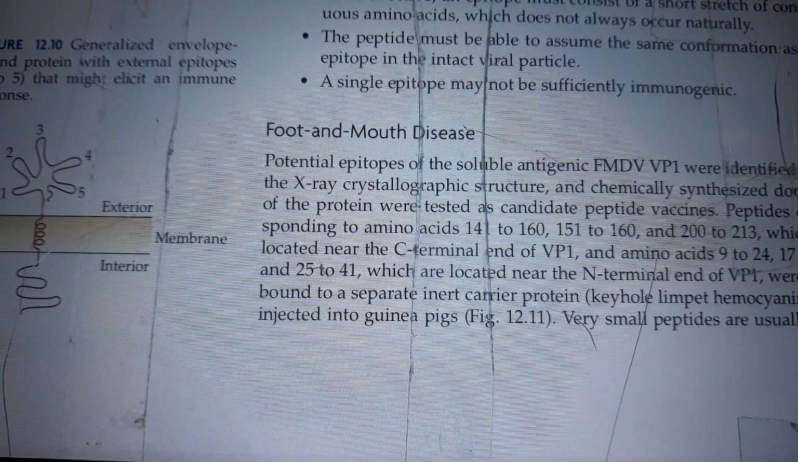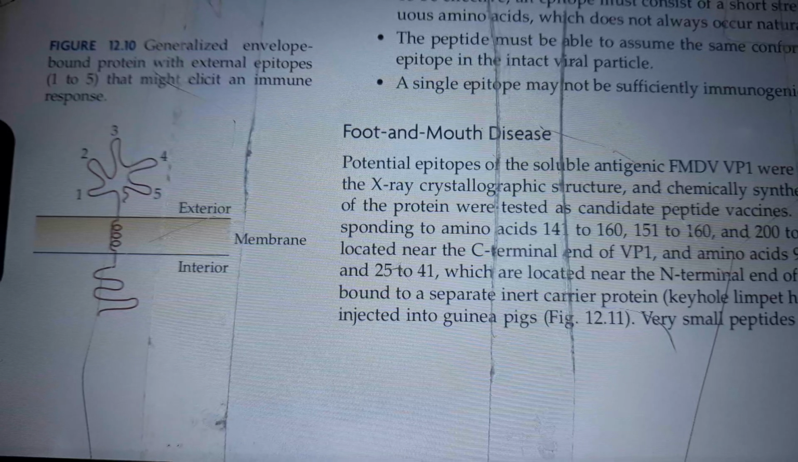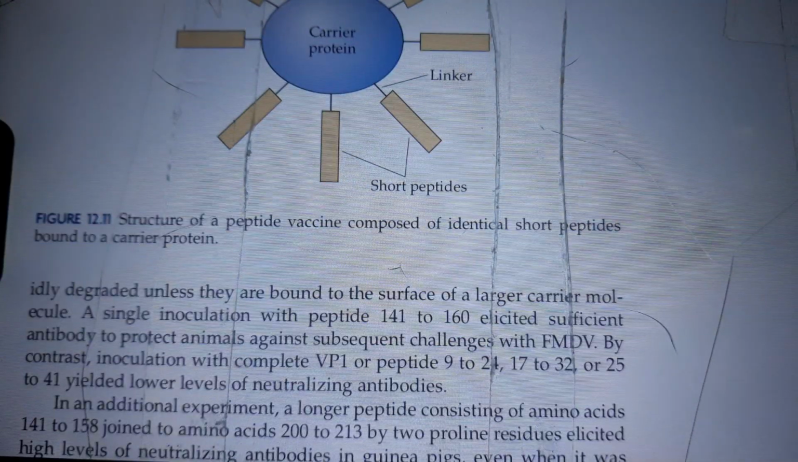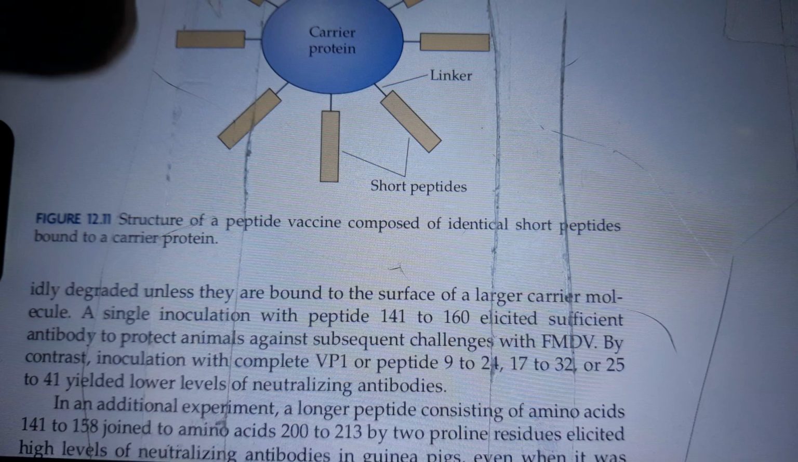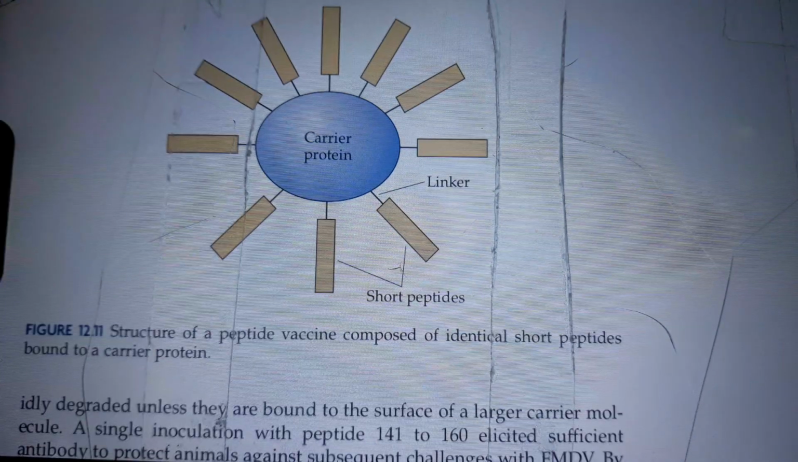This is figure 12.10, generalized envelope-bound protein with external epitopes 1 to 5 that may elicit an immune response. This is figure 12.11, structure of a peptide vaccine composed of identical short peptides bound to a carrier protein.